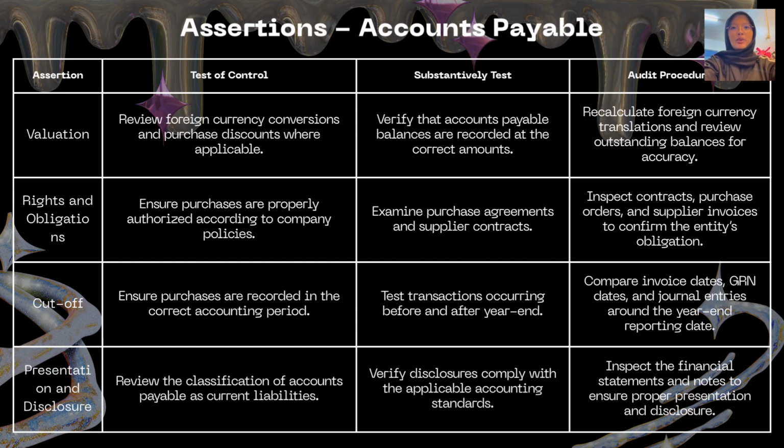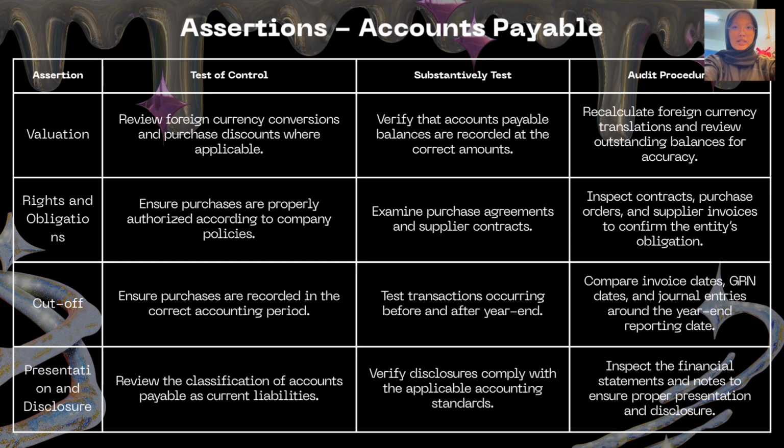For example, goods are received on 30 December but recorded on 3 January. Since the goods were received before year end, the liability should be recognized in December, not January. Otherwise, expenses and liability for December will be understated.